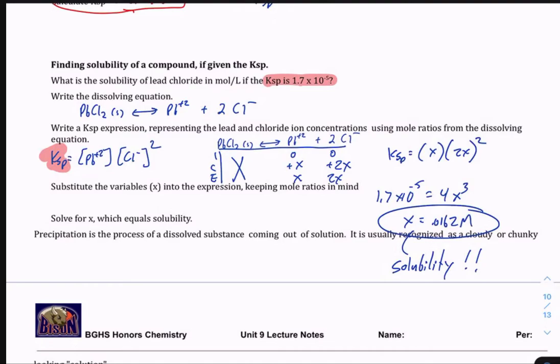Yeah, question. How did you get the equation 1.7 times 10 to the negative? Oh, that was given at the top. How did you get the other part? 4x cubed? Oh, well, what's 2x squared? 2 squared is 4, right? X squared is x squared times x, so 4x cubed. Yes? In the table, why is the column of the different compounds? Oh, okay, yeah. In your ice table, solids and liquids do not have measurable concentrations.